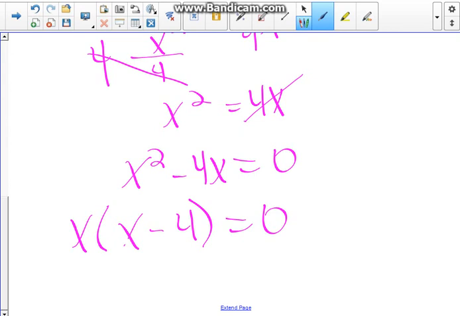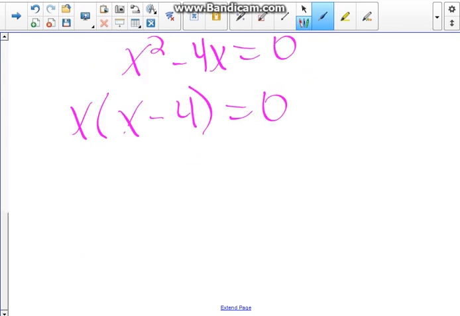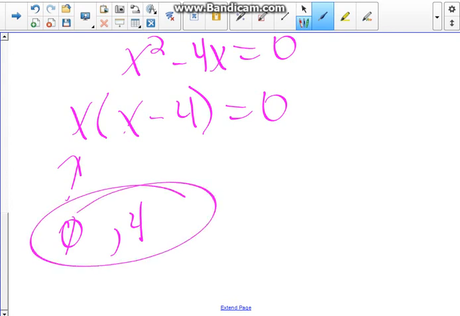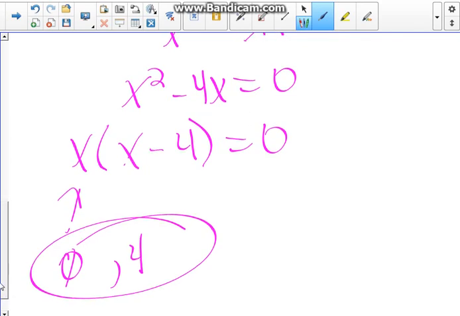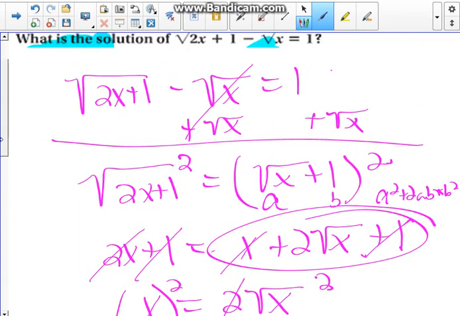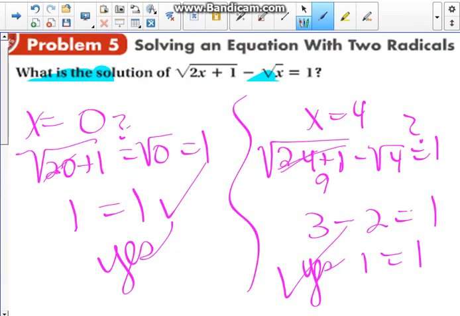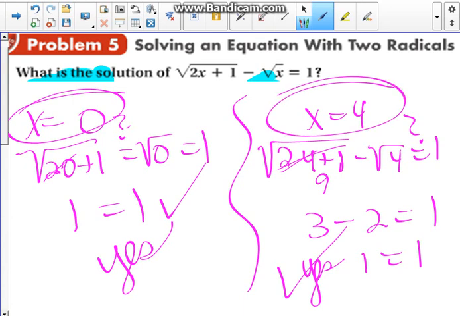And now I can answer. So what makes this true is when this x is equal to 0 or when x is equal to a positive 4. Now plug both of those answers back in to see which one is true, and maybe they're both true. So 0 and 4. So when you plug both 0 and 4 back into the original equation, they both check out to be true, so they are both solutions.